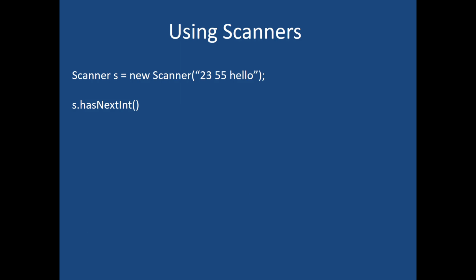So one thing you can ask is, is the next chunk coming in an int? Imagine that it breaks that into the chunks 23, 55, and hello by the white space, which is roughly what it's doing. So the scanner breaks things into chunks or tokens, and we're asking, is the first token an int? What's it going to say if you ask? It's going to say true.